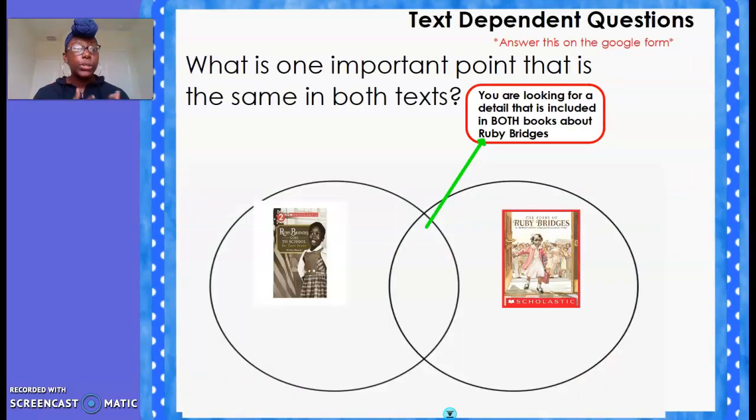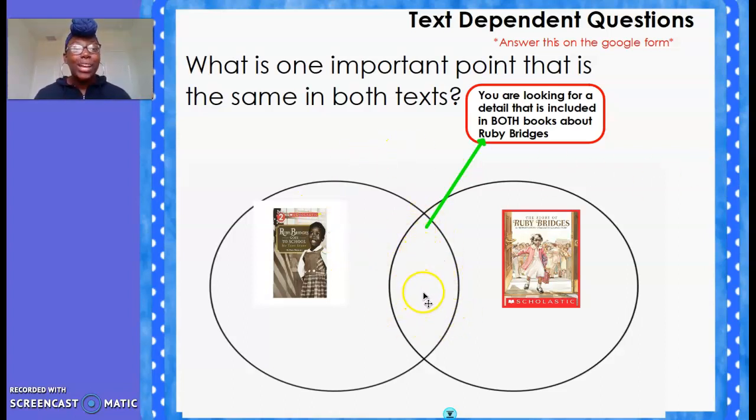Before you get to your exit ticket, you are going to do a TDQ in the Google form. When you do this TDQ, you are going to take one important point that is the same in both texts. Oh no, Miss Barboza, you talked about one of these points that are the same in both texts. Well, if you're watching carefully, you'll already have your answer to the TDQ.